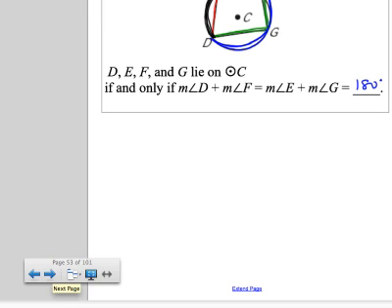Well, the whole circle is 360. So now when we're talking about angles, if the whole thing is 360, then this angle and this angle, since they're inscribed, have to be half of that, which is 180. So that's where this theorem of inscribed quadrilaterals comes from.